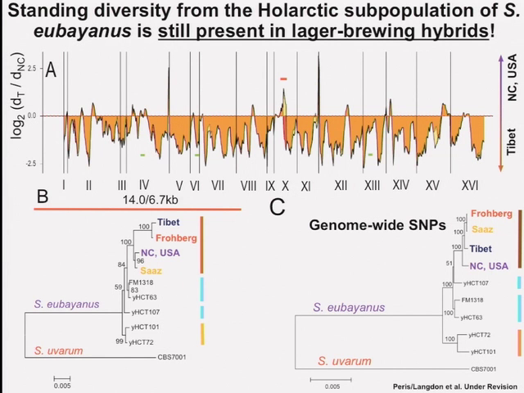And so we think that this is a strong indication that there is actually still some diversity from this low diversity Holarctic population that's present in modern lager brewing hybrids. Again, there's very little diversity there, but some of that wild diversity has actually made it through that hybridization barrier. Okay.